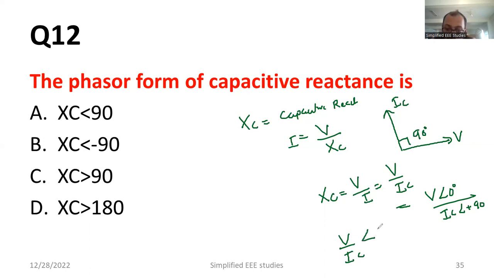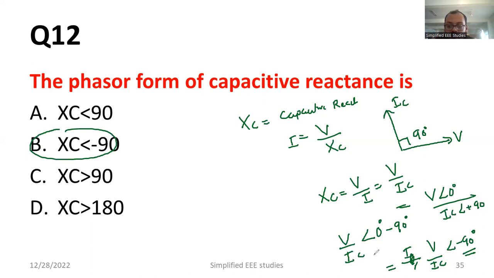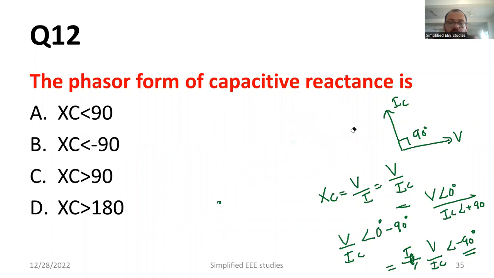So let us solve V by IC. If you solve the angle, it becomes 0 degree minus 90 degree. What is the answer? V by IC into angle minus 90 degree. So the answer is XC angle minus 90 degree. V by IC means XC only. XC angle minus 90 degree. So you can go through option B. Select option B. So I think you got the concept.